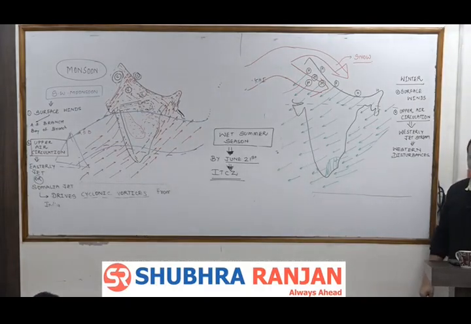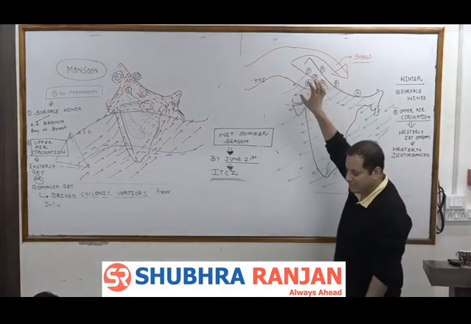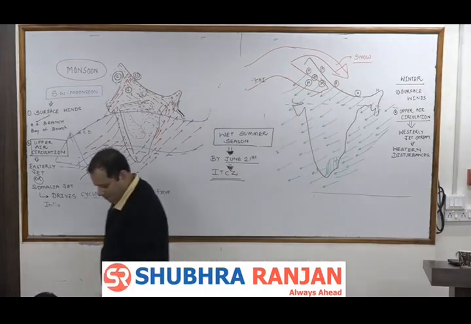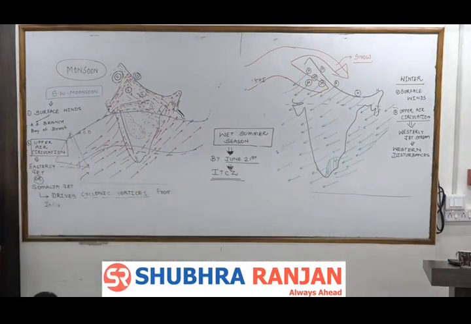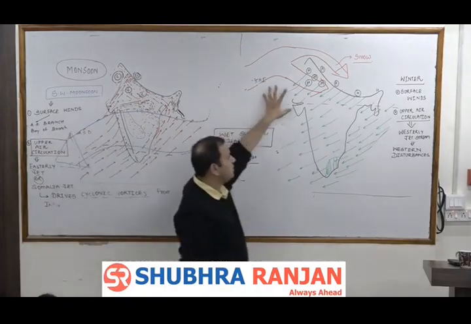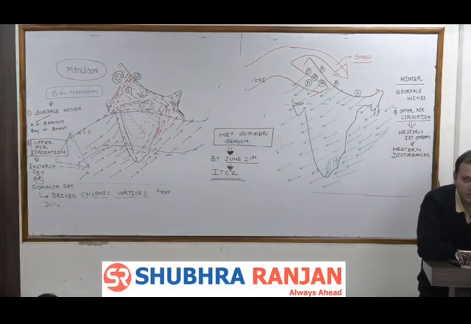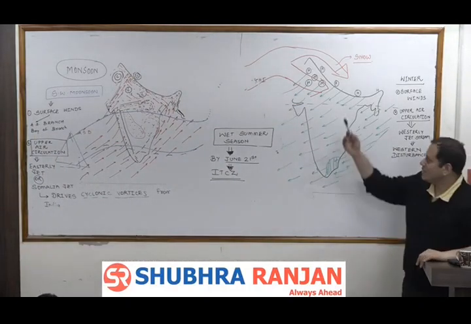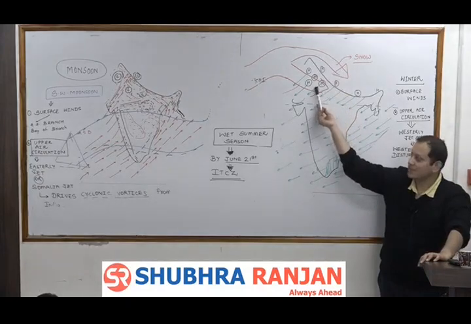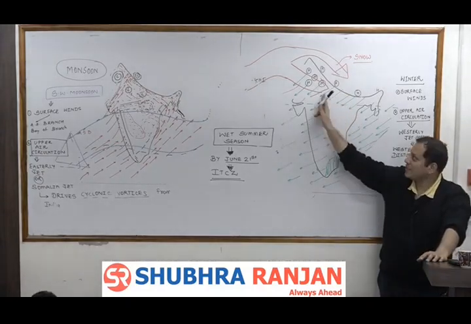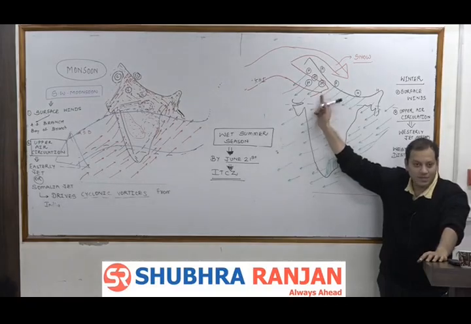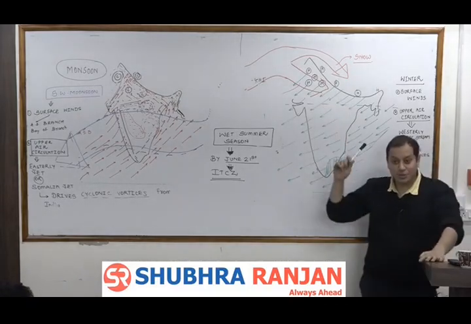And underline this statement: the southern branch of westerly jet stream disappears. Westerly jet stream has two branches, one is the northern branch, one is the southern branch. So in June which disappears? The southern branch of the westerly jet stream disappears. It stays over India until June.